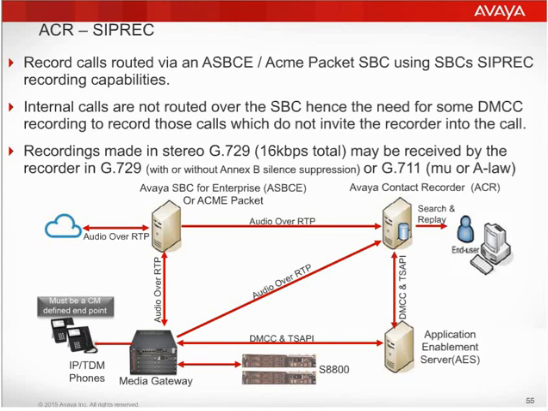This diagram illustrates an ACR 12.1 recorder receiving RTP from both an SBC via SIPREC and from Avaya media gateways via DMCC. SIPREC RTP streams can be sent to ACR in either G711 or G729 stereo audio codecs.